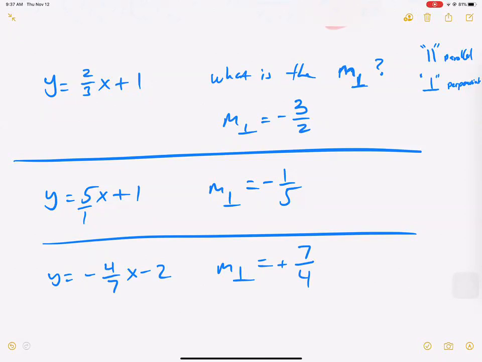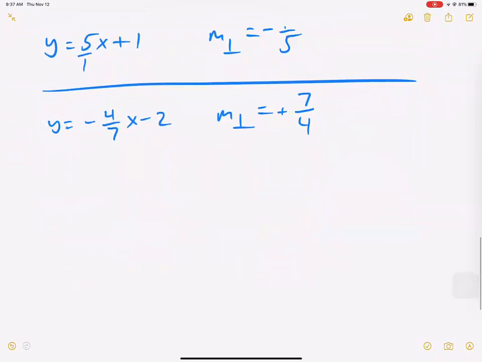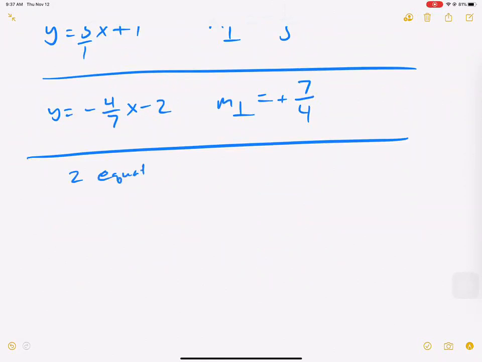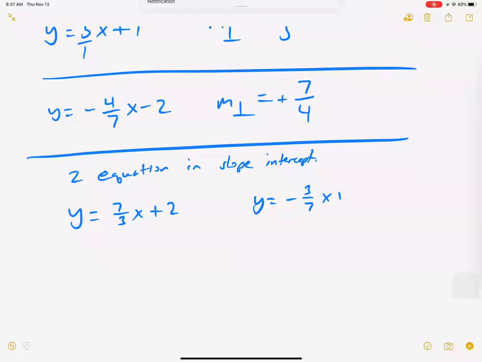So let's do our 3 examples of looking at different ways that we can notice if something is perpendicular or not. So the first, let's look at 2 equations in slope-intercept. If I say y equals 7 over 3x plus 2, and y equals negative 3 over 7x plus 1. Are these lines perpendicular?